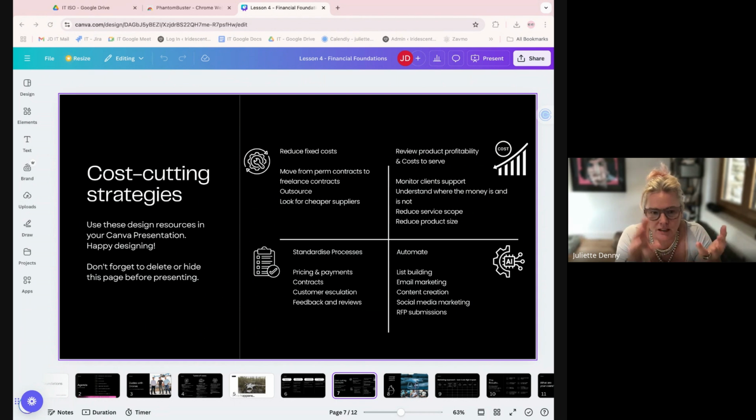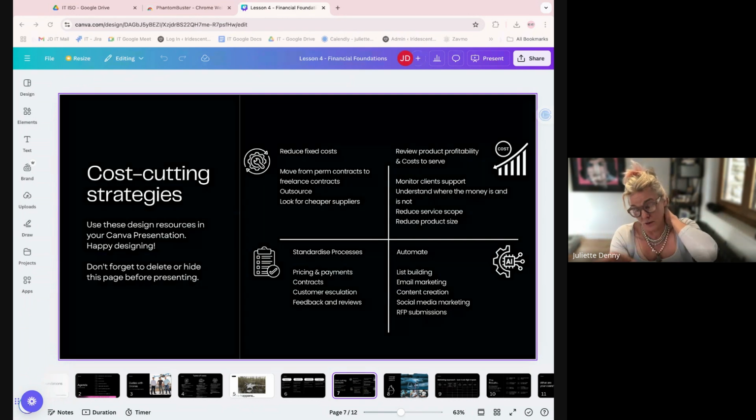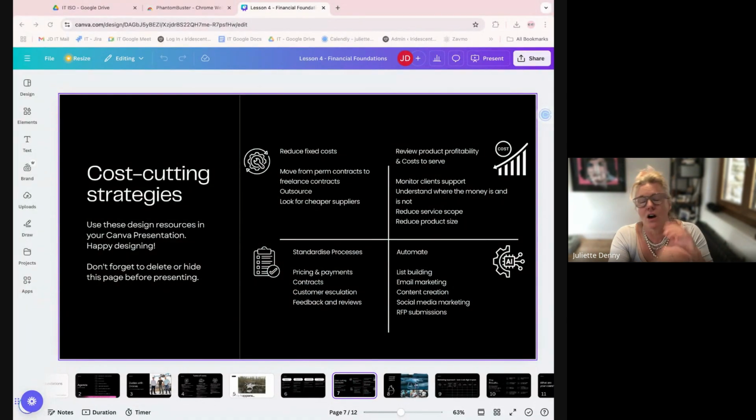So anything to do with pricing, payments, contracts, customer escalation, feedback and reviews, all of these are standardized processes and should be automated, right? And you can do most of that through your website. We are going to have a whole section on creating a website brief, but if you use something like WordPress, which is the most common way of creating a website, it's got millions of different bolt-ons. The beauty of that is that you can very, very easily standardize a lot of these processes through automating them. And that then brings us on to the next section.